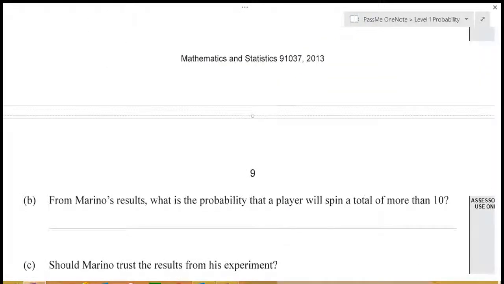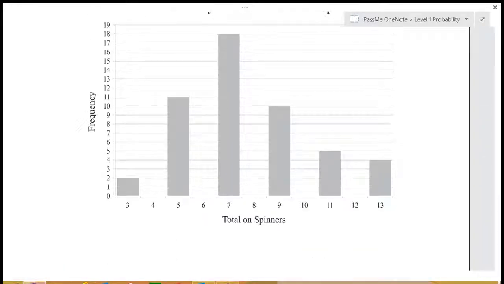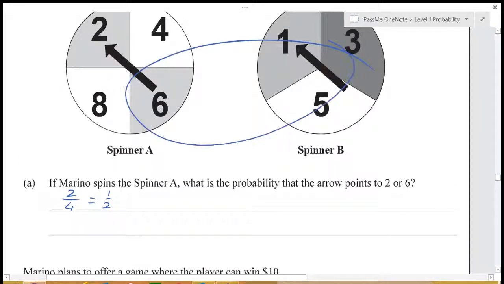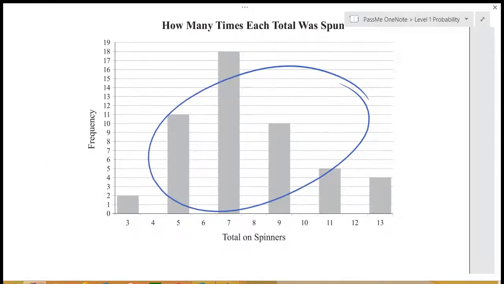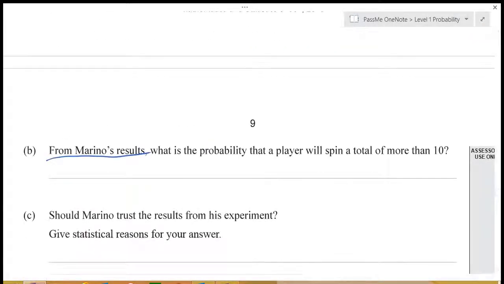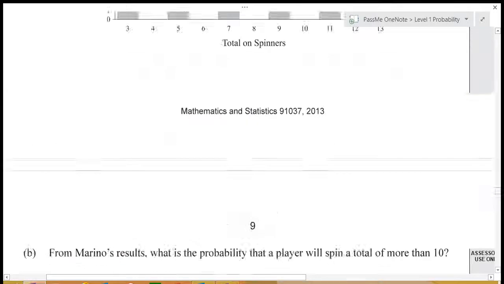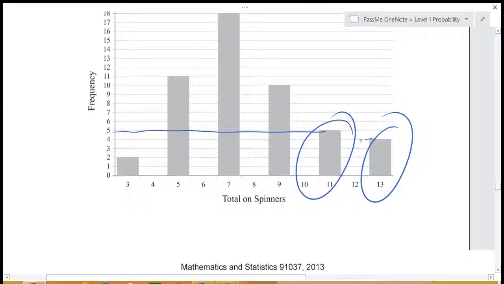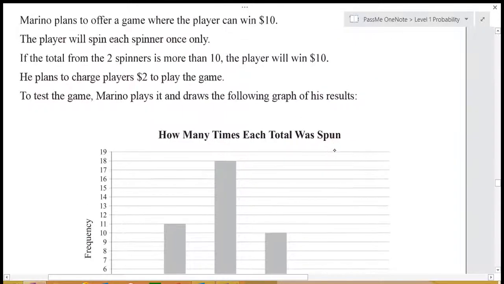From Marino's results, and that's the key word there, that means we're looking at this graph and we're not looking at theoretical probability up here. So just be aware that we're looking at the graph only. From his graph, what's the probability that a player will spin a total of more than 10? These ones are more than 10, and that one there is 5, and that one there is 4, so that's 9.